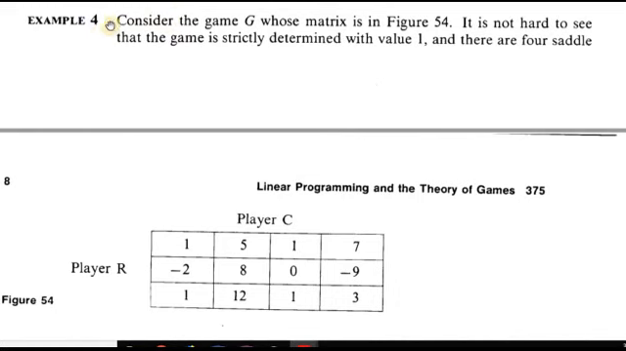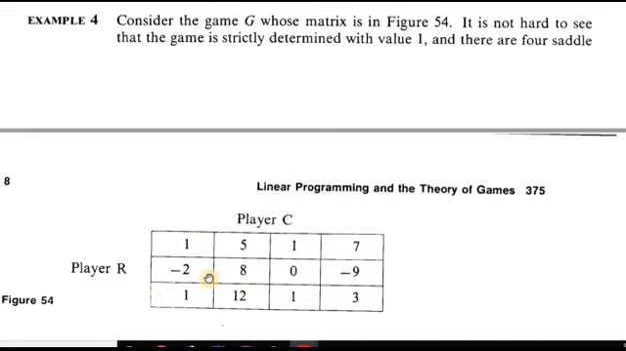Right? So one more example. Here we have a payoff matrix. In this case, the row player has 3 strategies. The column player has 4 strategies. And you can identify the max-min strategies here. The minimum here is 1. Minimum here is -9. Minimum here is 1. So both row 1 and row 3 have a minimum of 1.